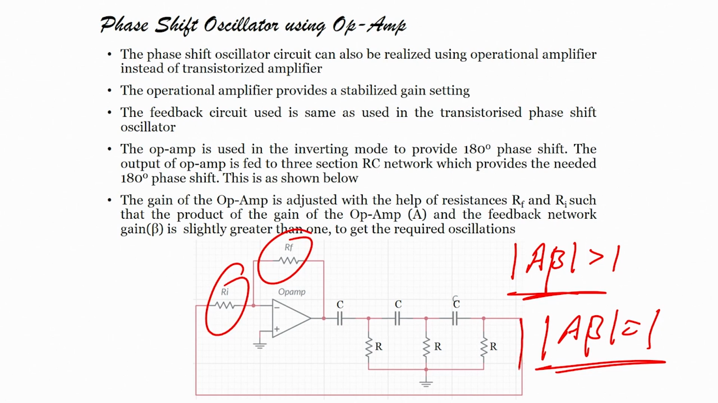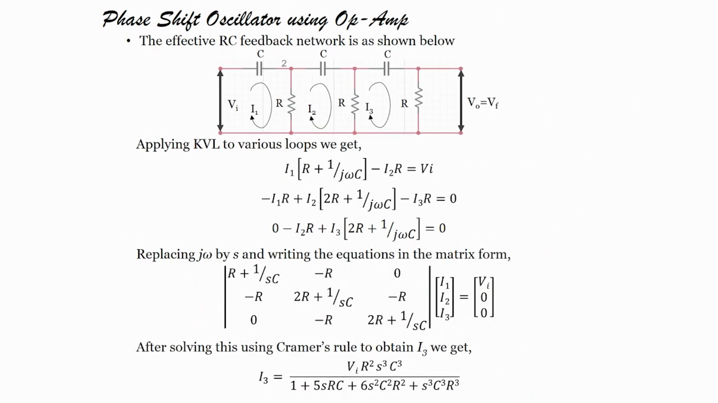This feedback here is connected here, from the output of beta, that is the feedback network, to the input of the oscillator. Okay. So, the effective RC feedback network is shown in the figure here, right. So, this is Vi, this is Vo equals Vf. So, applying KVL to the various loops, what do we have?